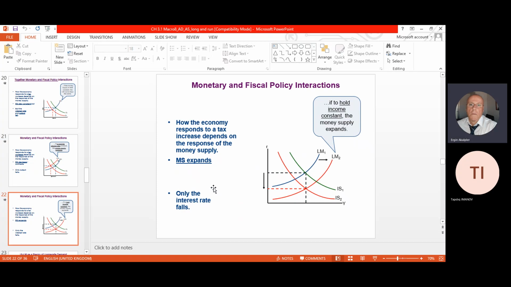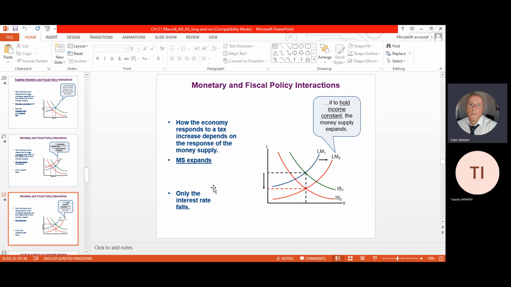If we hold income constant, now we are holding the income constant to see what will happen. If the income is constant, what is happening? We are expecting that the interest rate, if your income is constant, you are not changing, not increasing, the economy's response to a tax increase depends on the response of the money supply. The LM is expanded, as it is indicated here.